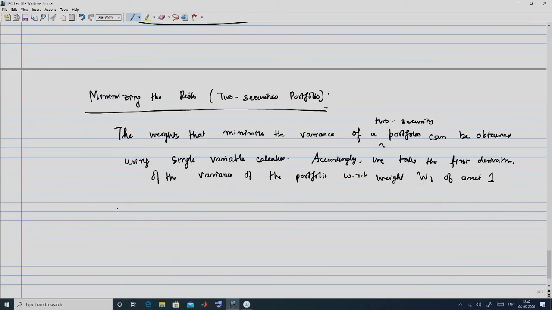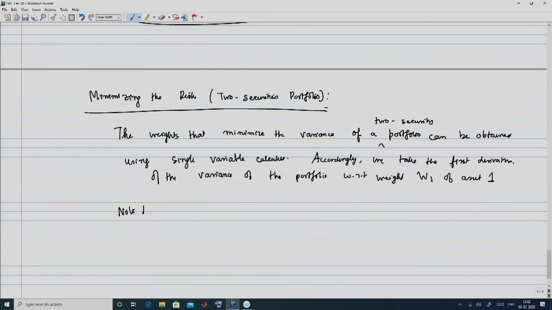Now, for that purpose, we need to recall that we had the condition that W1 plus W2 is equal to 1. So, this means that I can replace W2 with 1 minus W1 and put that in the expression for sigma p square. So, this will result in the expression for sigma p square no longer being a function of two variables W1 and W2, but rather it is going to be a function of one variable, namely W1. And once I have found out the optimal value of W1, obviously the corresponding W2 given by 1 minus W1 is going to be the minimum variance weight for the second asset. So, accordingly, we do the following.